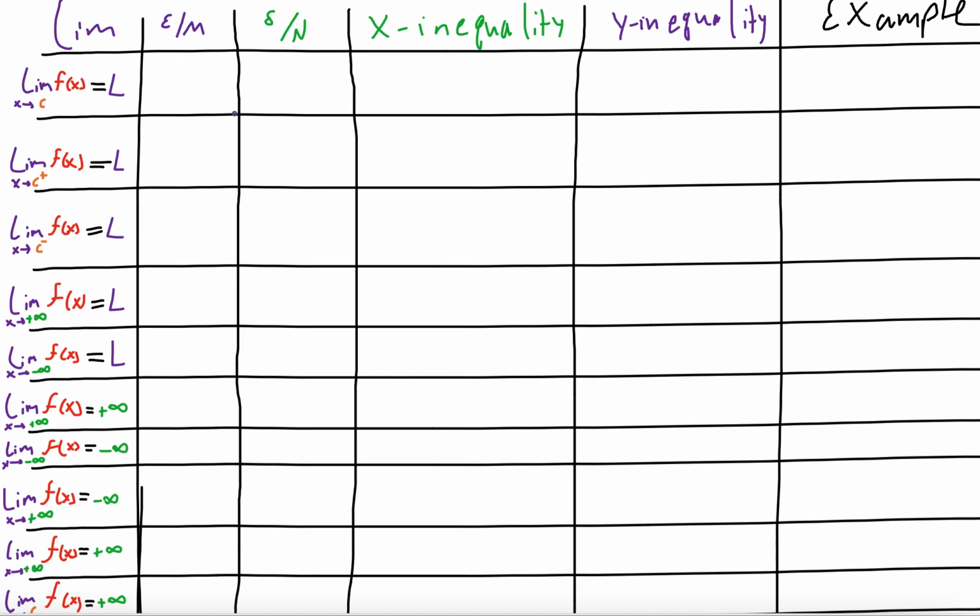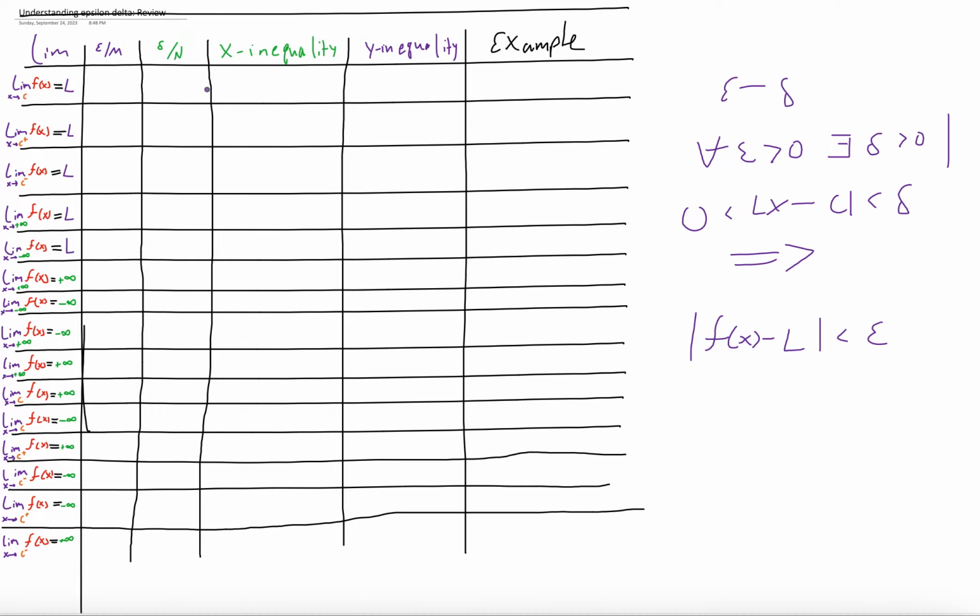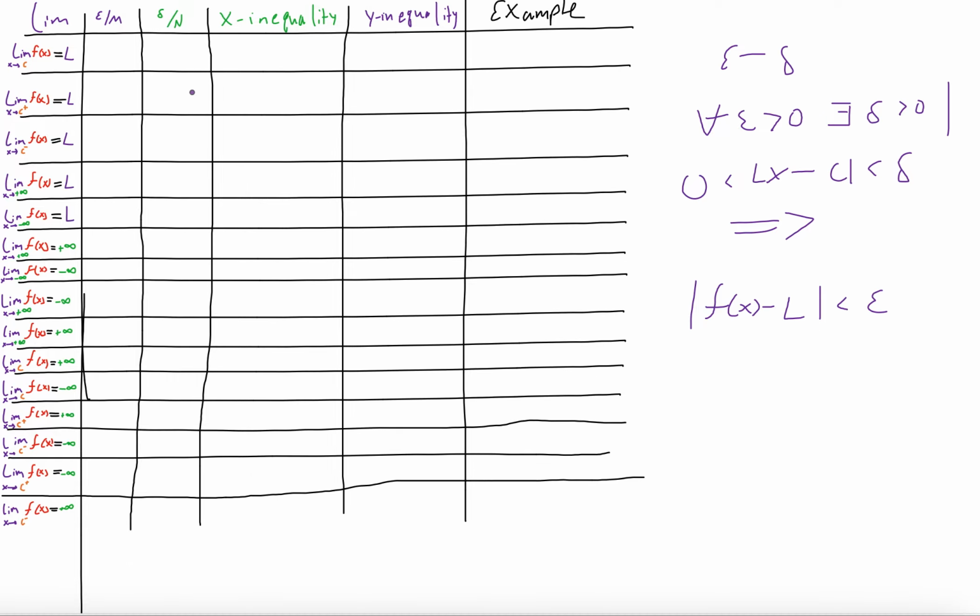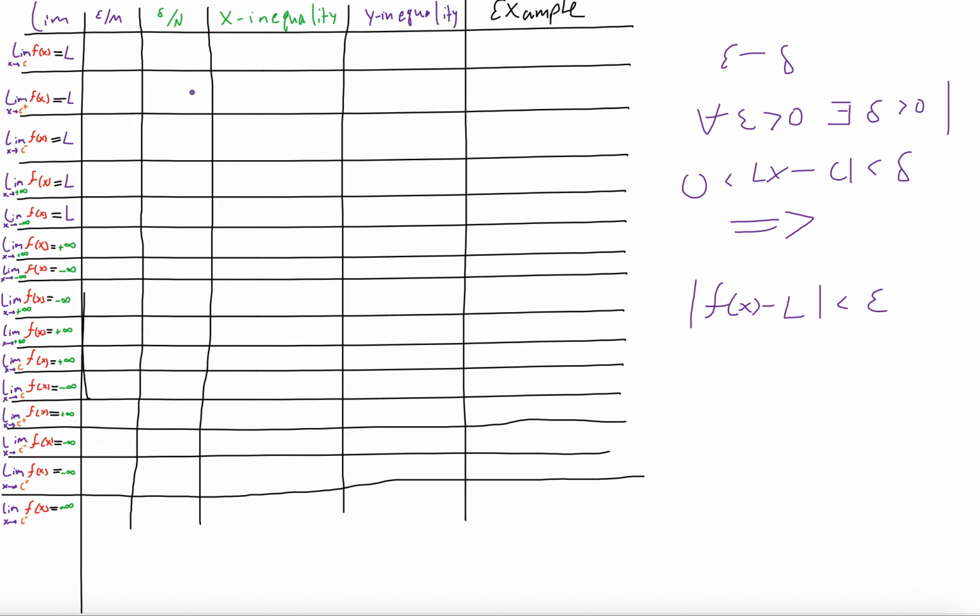So, we're going to fill in this table piece by piece, as repetitive as it might sound, in order for us to properly understand how to set these proofs up. In one section, we have what we let the y value bar be. We have either epsilon as a finite value or M as a threshold. On the horizontal, we have delta as the finite value or N as a threshold for limits at infinity. And then we have the x inequality and the y inequality and an example.